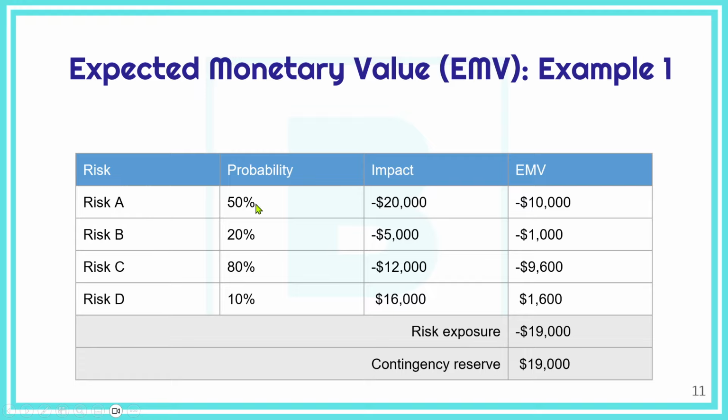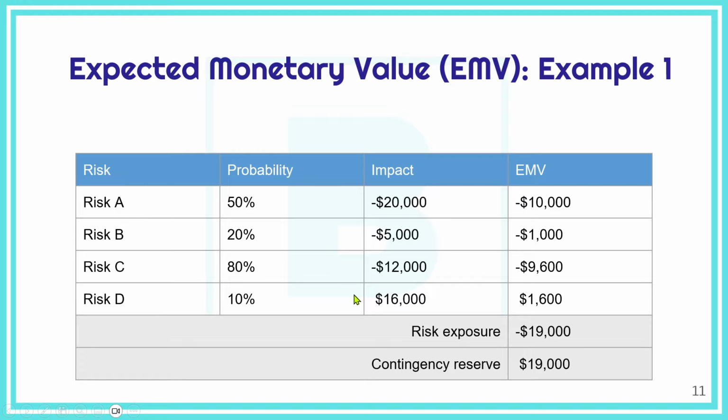So risk A has a probability of 50%, and the impact is negative, which is a threat, so minus 20,000. So EMV is 50% of minus 20,000, which is minus 10,000. Risk B, EMV minus 10,000. Risk C, EMV minus 9,600.